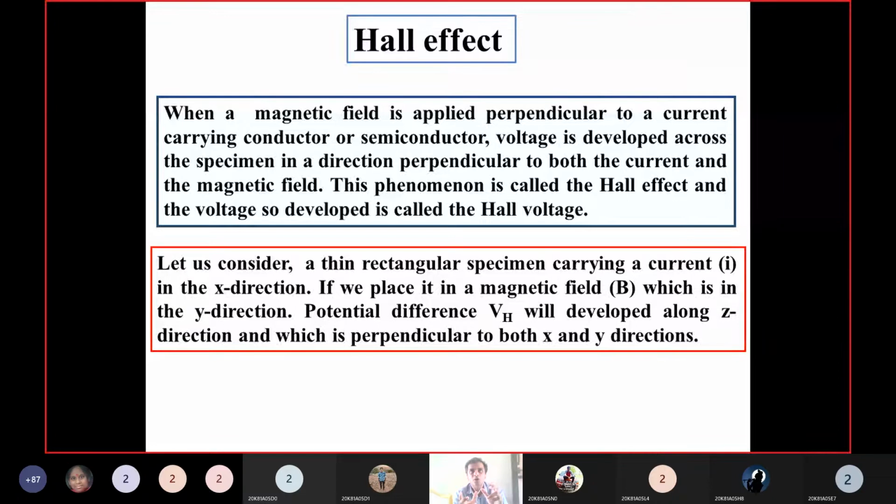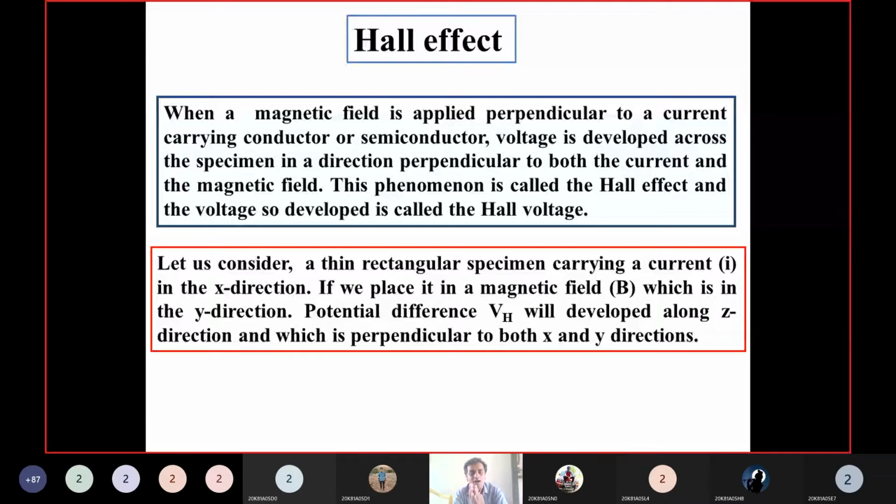So we take one material in which current is passing in a particular direction. Now we apply a magnetic field, whose direction is perpendicular to the current direction. After applying the magnetic field, a voltage is developed, and that developed voltage is perpendicular to both the magnetic field and the current. This is the Hall effect definition.